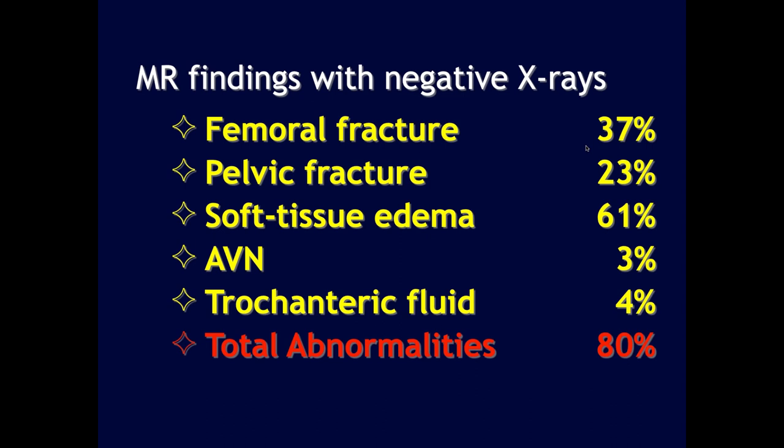Only 3% had AVN on MR with double line sign, and 4% had trochanteric fluid, so really had what we called in those days a trochanteric bursitis. Now we really talk about that as being tendinopathy of the gluteus tendons, which we'll talk about. And what we found is with negative x-rays, we could make what we were confident was a definitive diagnosis 80% of the time on an MR examination.